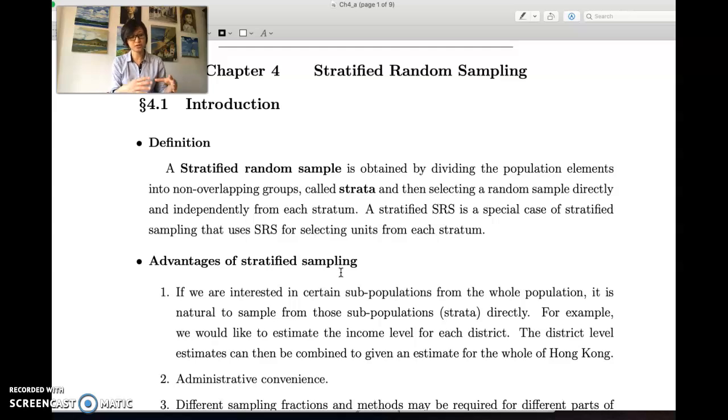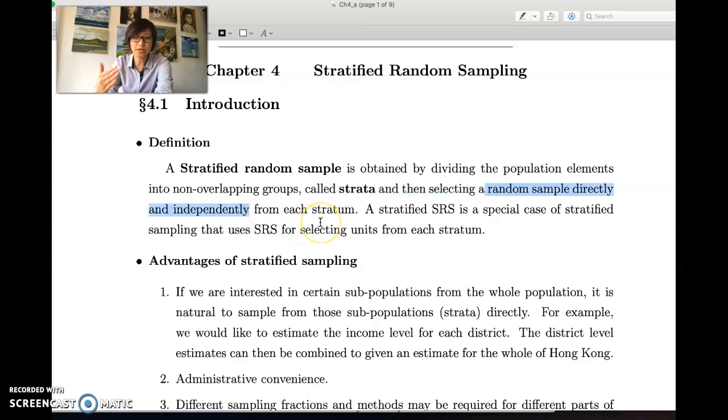And then within each stratum, within each district, we randomly select some samples, or randomly select some of the personnel, to ask about their income level. And then we calculate the estimate for each of the districts. Then collectively, we aggregate them to estimate the entire Hong Kong. In stratified random sampling, we need to pay attention that each of the strata are non-overlapping. And within the stratum, we select the sample directly and independently.